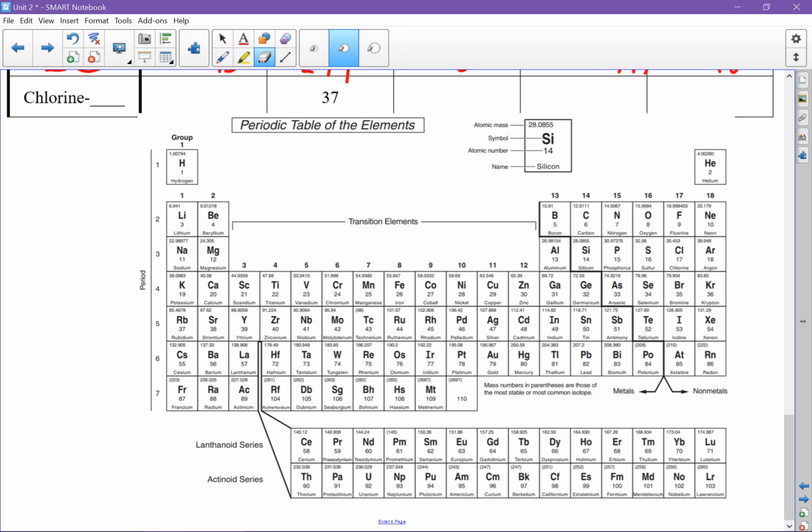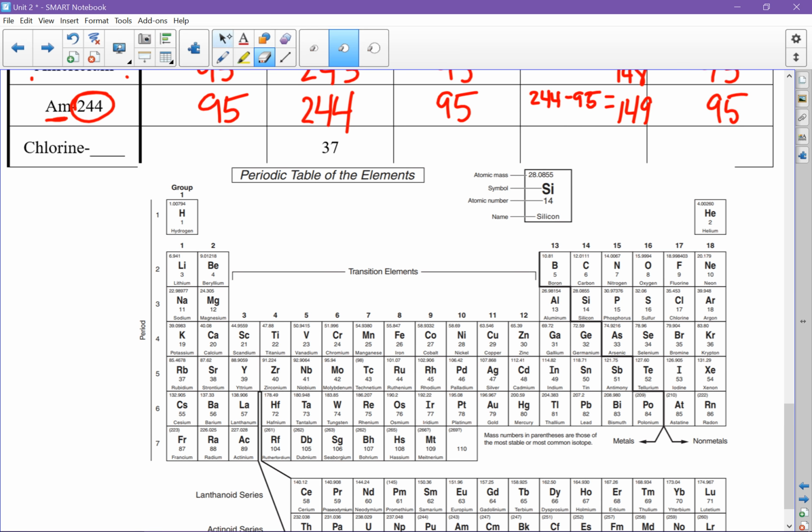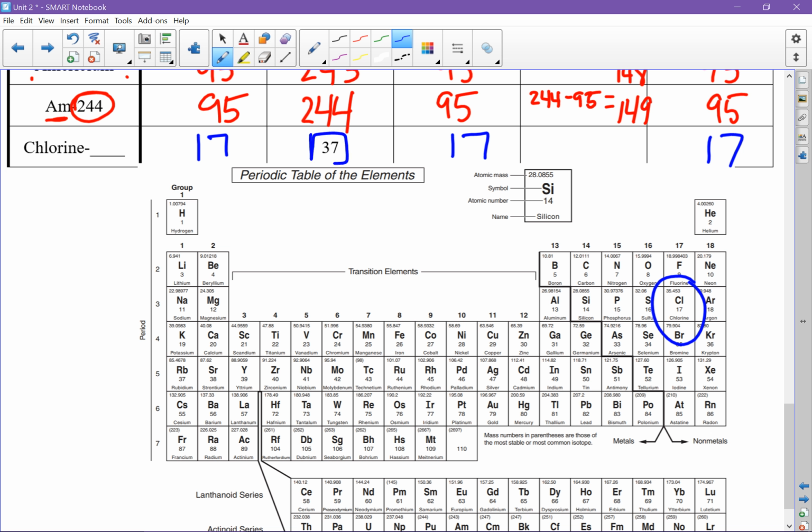Alright, last one. Here they gave me chlorine, so if I look for chlorine, I see it's over here in group 17. The atomic number is 17, 17 protons, 17 electrons, but they gave me the mass number here. That's what I'm going to put in that missing spot in the symbol, and that's what I'm going to use to calculate the neutrons, and it has 20.